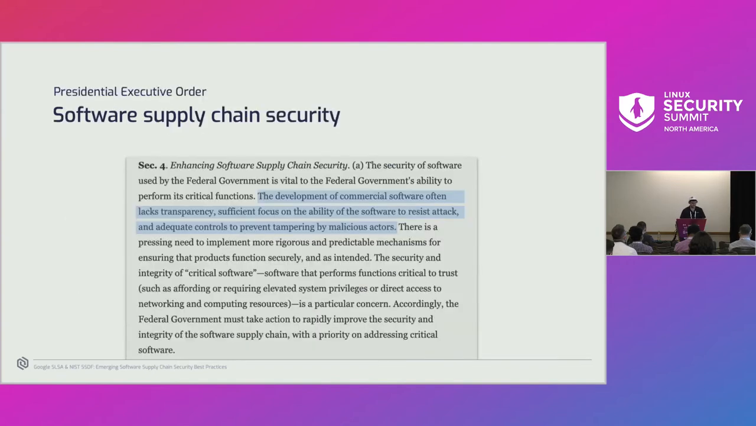Now, software supply chain security is a particular focus because often commercial software lacks transparency, and there is insufficient focus on the ability of software to resist attack. When we talk about visibility, we really are talking about the shadow dev and shadow IT problems that tend to exist. Very often, and I've been guilty of this myself, developers will use a library to accomplish a particular task, something mundane, typically like data calls or perhaps math, but oftentimes attackers also realize that this is the case and use that as a vector.